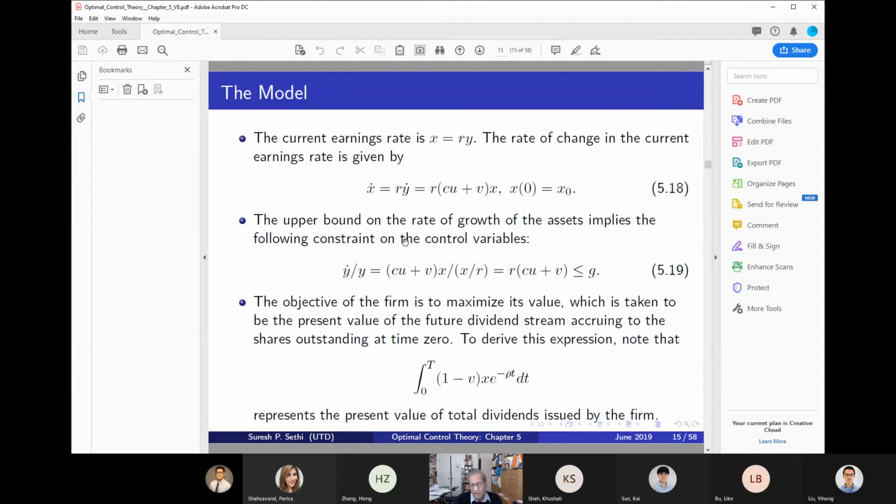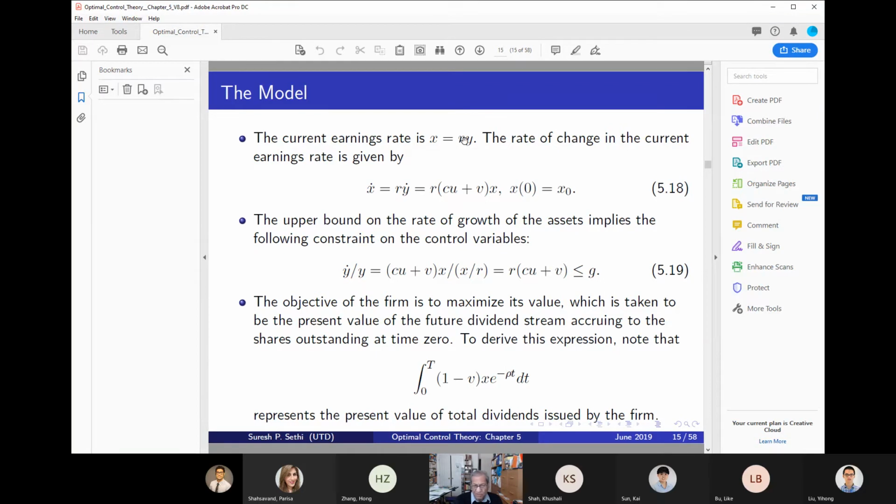The current earnings, I'm not going to finish this model, but we can do that later. The current earnings rate is R times Y, which is equal to X, because we earn R on the capital invested. The reason I do that is because Krauss and Lee formulate this. They are now saying that I cannot just grow the company any way I want. There's a bound on how I can grow.